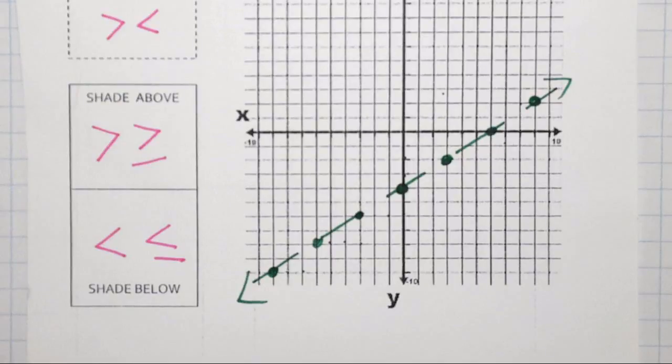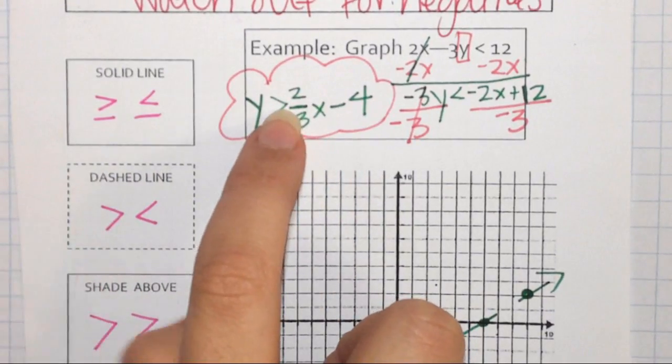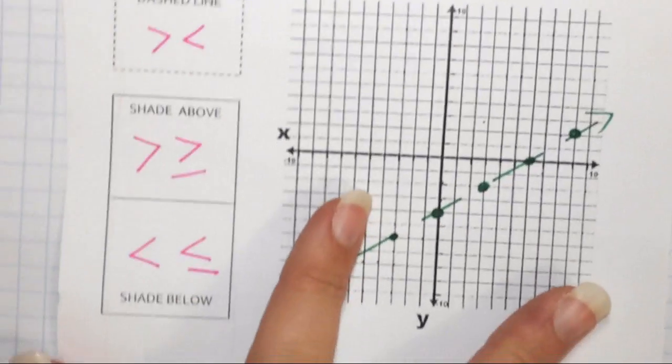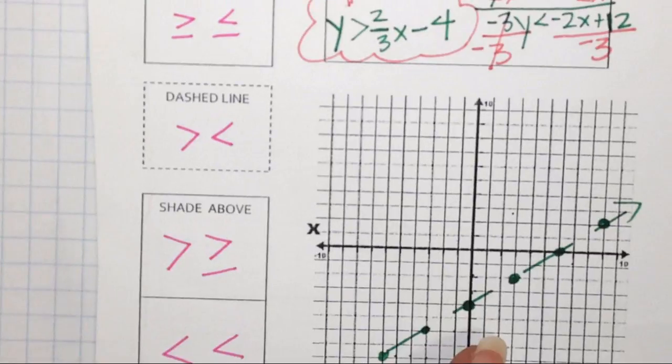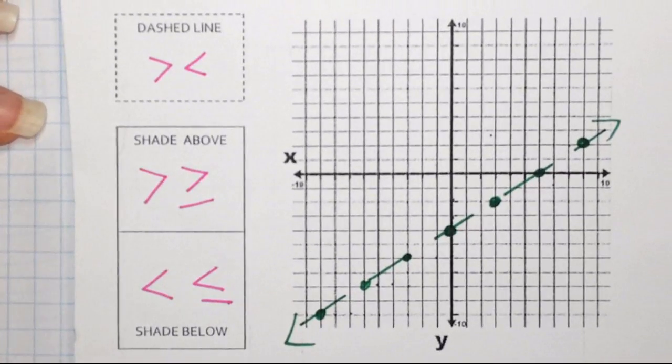No. Alright, now, our last step was the shade. So, we look at our inequality symbol, and this is the one that guides us every single time. Not the beginning one, the one at the end. Are we going to shade above or below based on what this looks like? Above. So what you do is you take your colored pencil, and this is what it's going to look like.